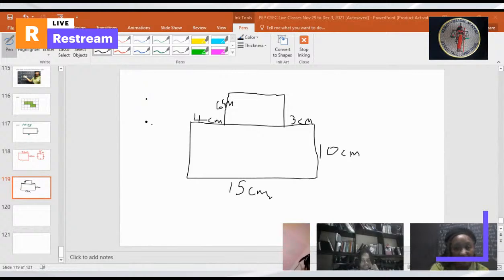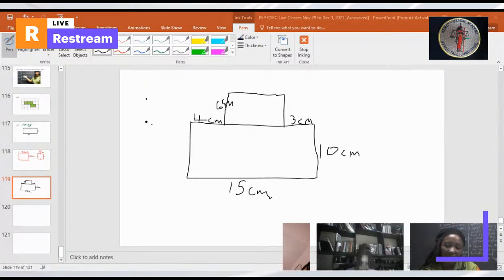It's 450 centimeters squared now, Miss. So how did you cut it down to that? Miss, I took off the 4 and the 6. So you multiply the 15 times the 10 times the 3. The logic behind that is we just said the area of a rectangle is length times width, right?